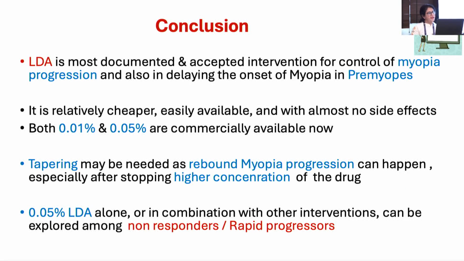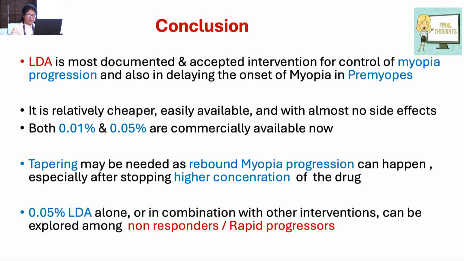So to conclude, LDA is the most documented and accepted intervention for control of myopia progression and also in delaying the onset of myopia in pre-myopes. It is relatively cheaper, easily available, and with almost no side effects. Both 0.01% and 0.05% are commercially available now. Tapering may be needed as rebound myopia progression can happen, especially after stopping the higher concentration of drug. 0.05% LDA alone or in combination with other interventions can be explored among non-responders and rapid progressors.